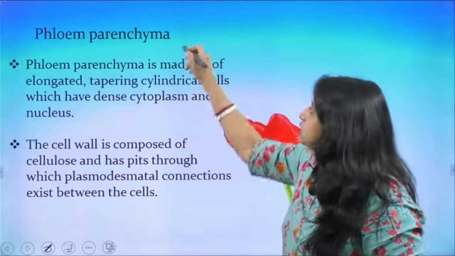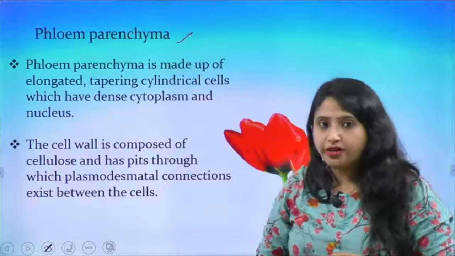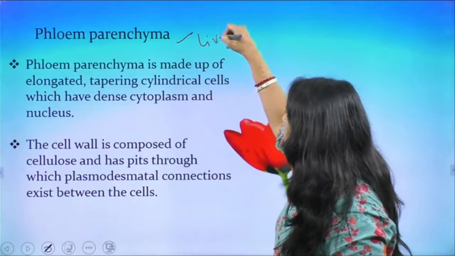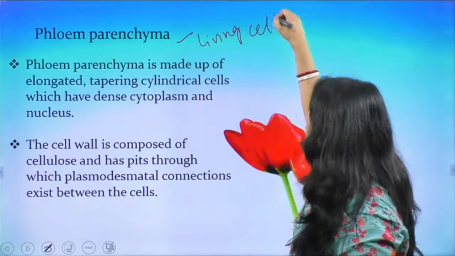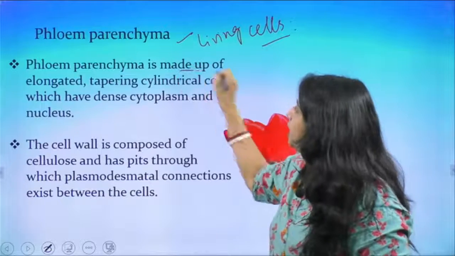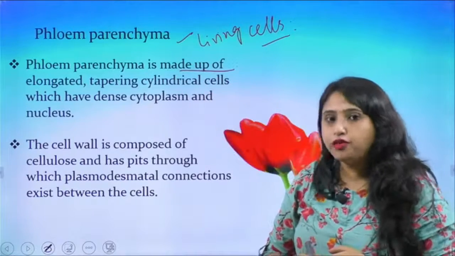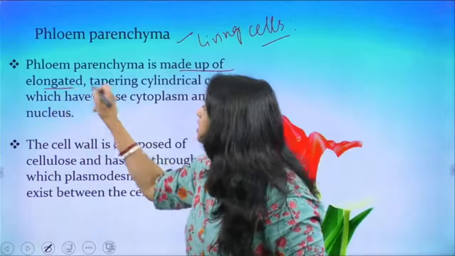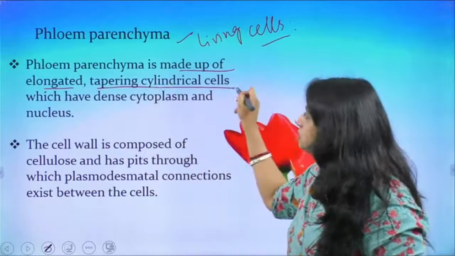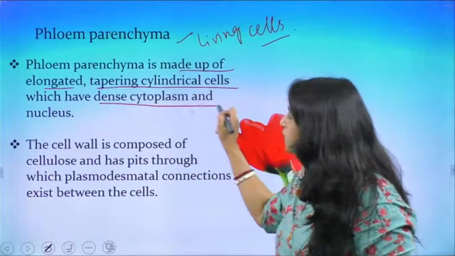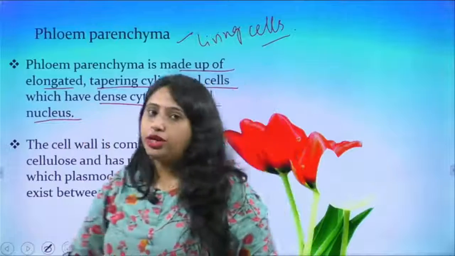Yes. So next, let us learn about the phloem parenchyma. They are also living cells. And they are made up of what? They are made up of elongated, tapering, cylindrical cells which have dense cytoplasm and nucleus.